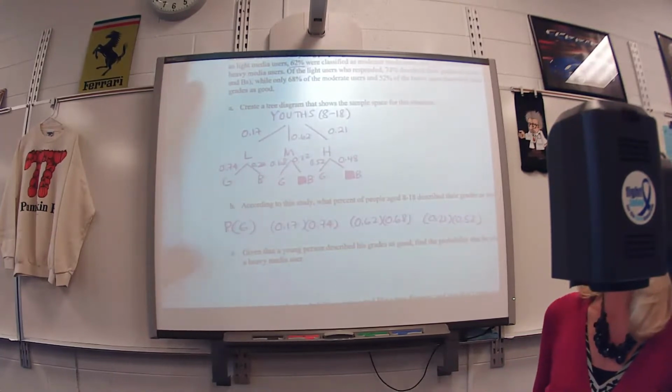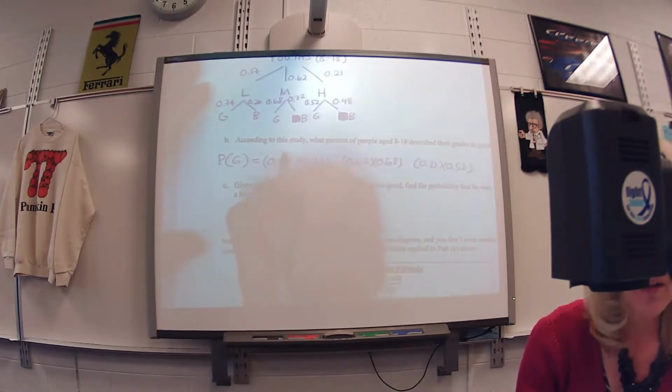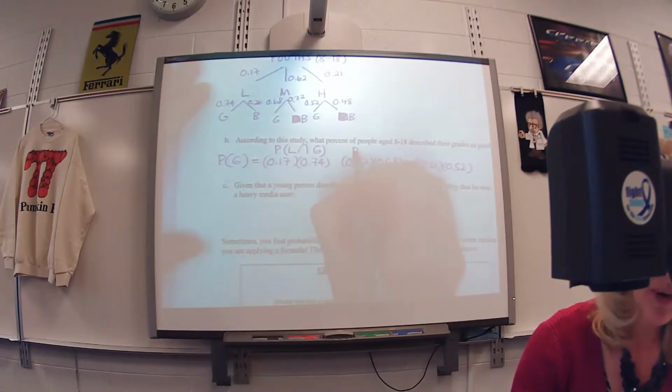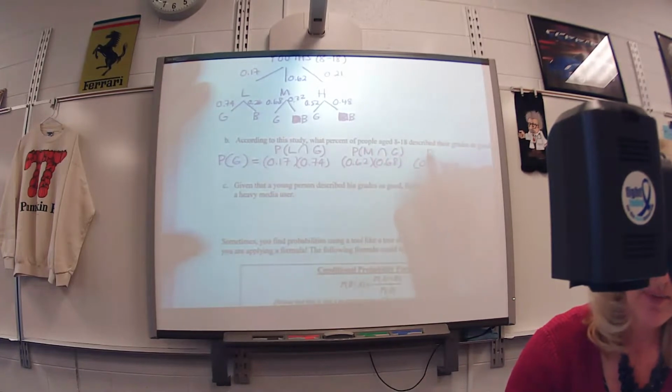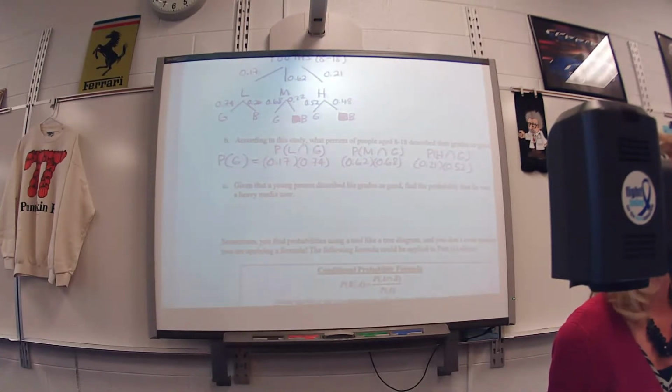And basically, to get your overall answer, this is the probability that they are a light media user and got good grades. This is the probability that they were a moderate user and got good grades. This is the probability that they were a heavy user and got good grades. And to get the overall answer, if you just want to know who had good grades, it could be the light good, the moderate good, or the heavy good.